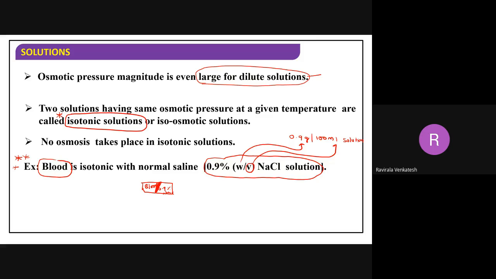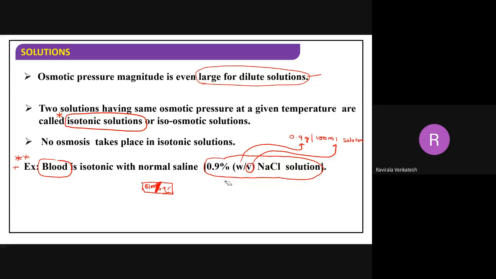Why? Because both are isotonic solutions. Don't take 1% here. If you take 1% NaCl, they are not isotonic solutions. Now, the solvent never moves from blood to salt solution or from salt solution to blood.